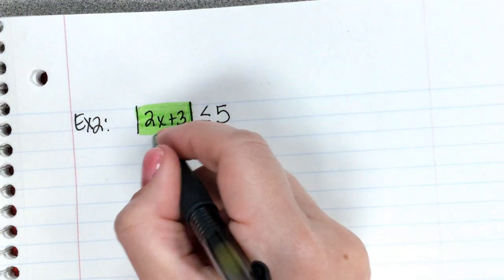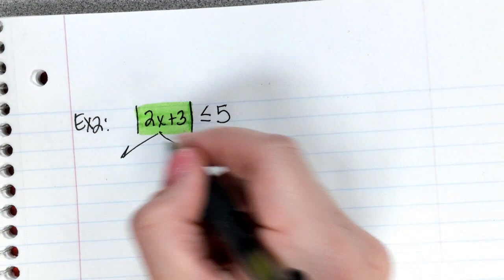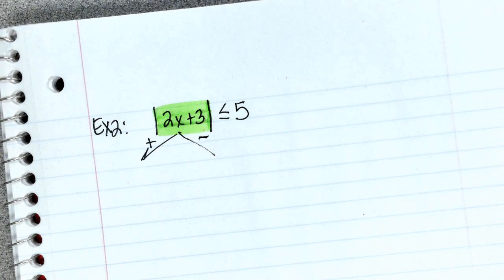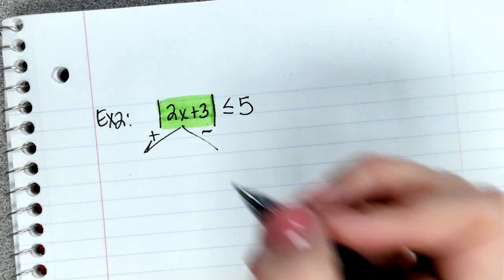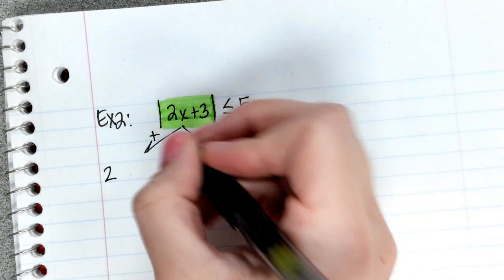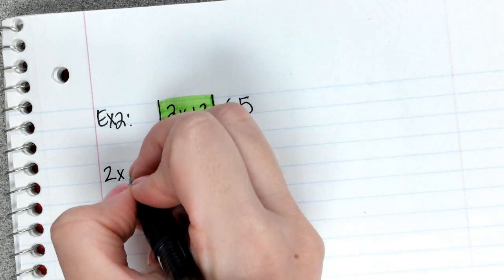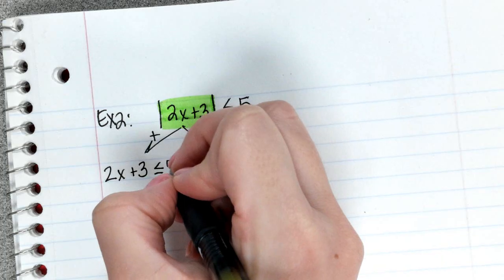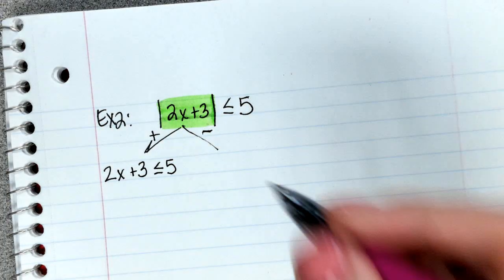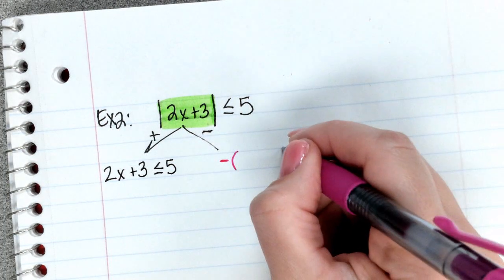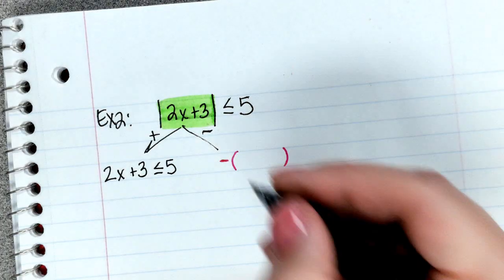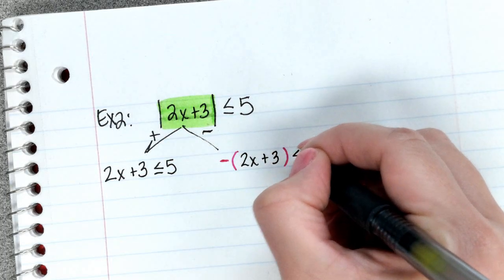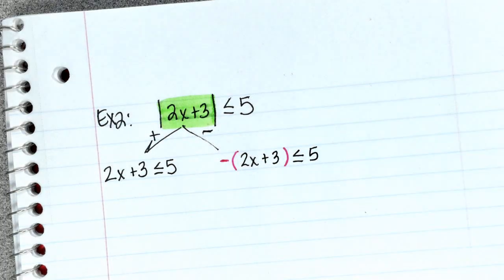Okay. So we're going to have a positive path and a negative path. Positive path, you keep everything the same. We're just dropping the absolute values because now we're doing what the absolute value means, right? And then over here, I would have negative what's inside? 2x plus 3 is less than or equal to 5.